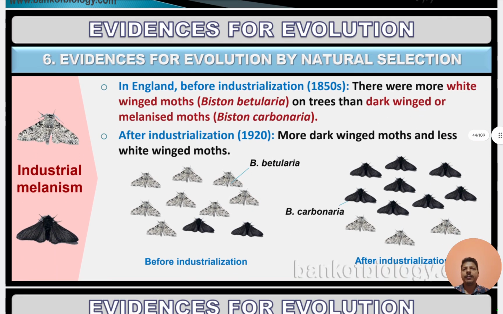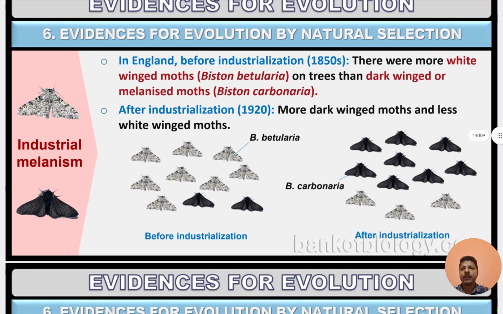Here, first of all, the first one, industrial melanism. What is it? Now here you can see in England before industrialization, that means before the 1850s, there were more white-winged moths like this, with the scientific name Biston betularia, on trees. Then the dark-winged or melanized moth, Biston carbonaria. After industrialization, in the 1920s, more dark-winged moths and fewer white-winged moths were spotted.